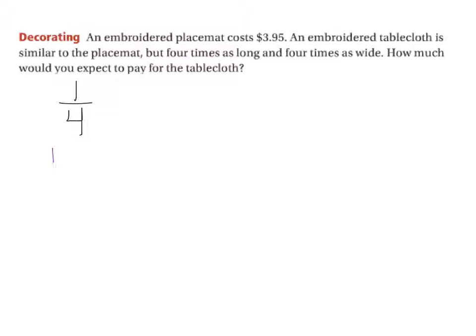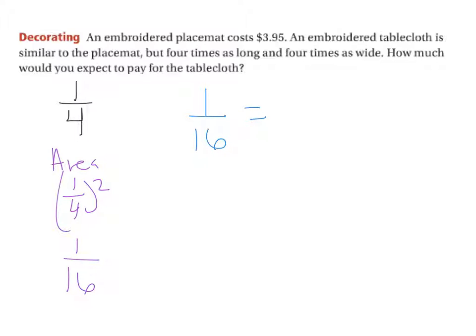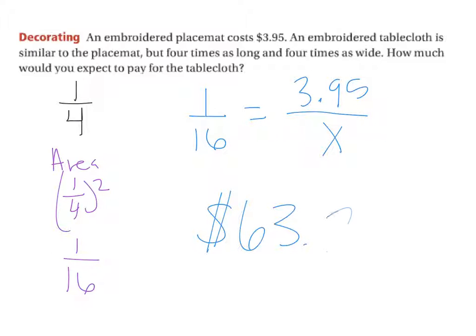Well, I'm talking about my area because it's two-dimensional, so you need to do 1/4, and you need to square that. So my area ratio is 1 over 16. So I set up my equation, 1 over 16, because I need my area ratio when I'm finding the area. So it costs $3.95. So I have to cross multiply. And I get that it would cost me $63.20.